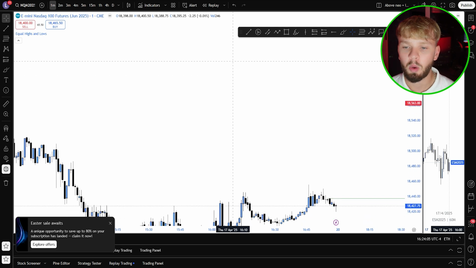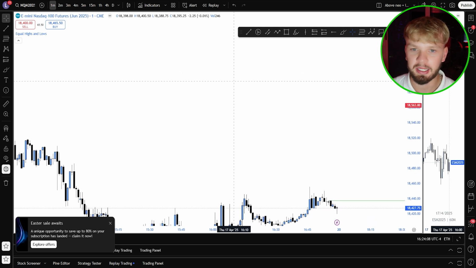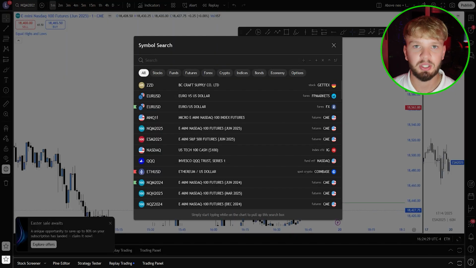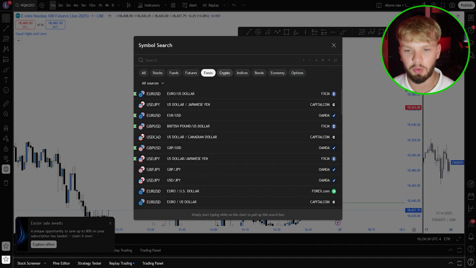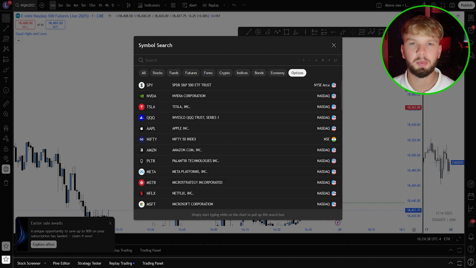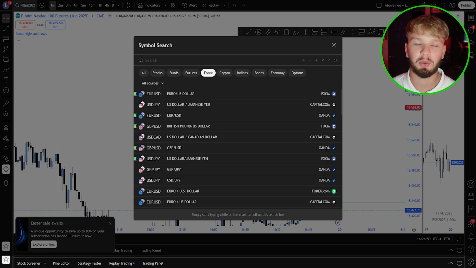Now you might be wondering, what charts do I look at when I'm trading? There are a few different instruments that people like to trade, and I'm going to tell you the best instrument to trade. So at the top, as you can see, we have all stocks, funds, futures, forex, crypto, indices, bonds, economy, and options. And you might be wondering, how on earth do I choose what I want to trade? And guess what? I'm going to make it extremely simple for you. You've probably heard about Forex. This is what most people like to trade, but you should not be trading Forex.